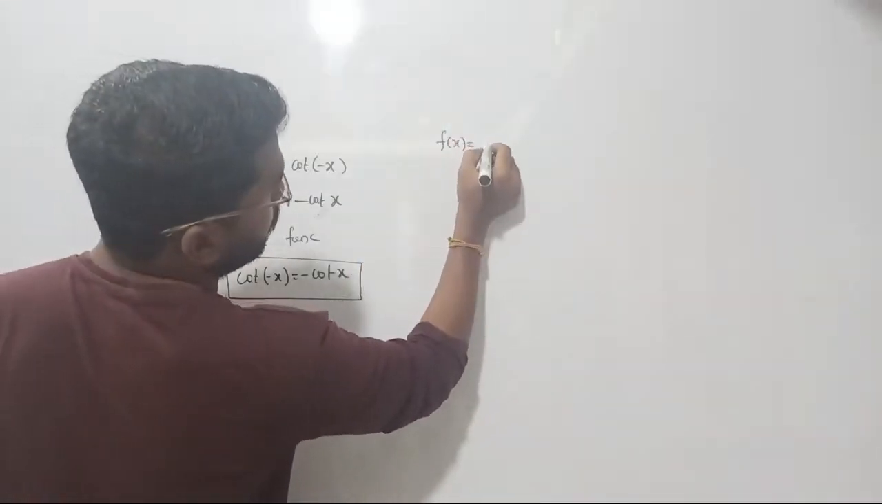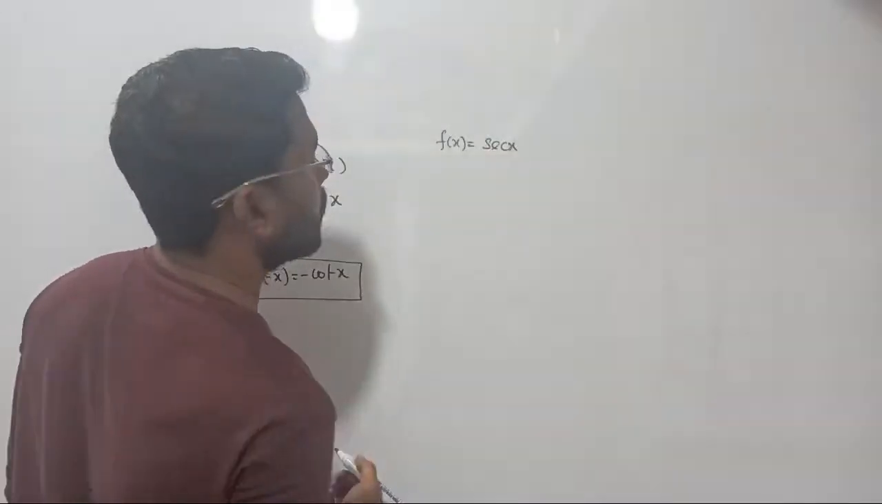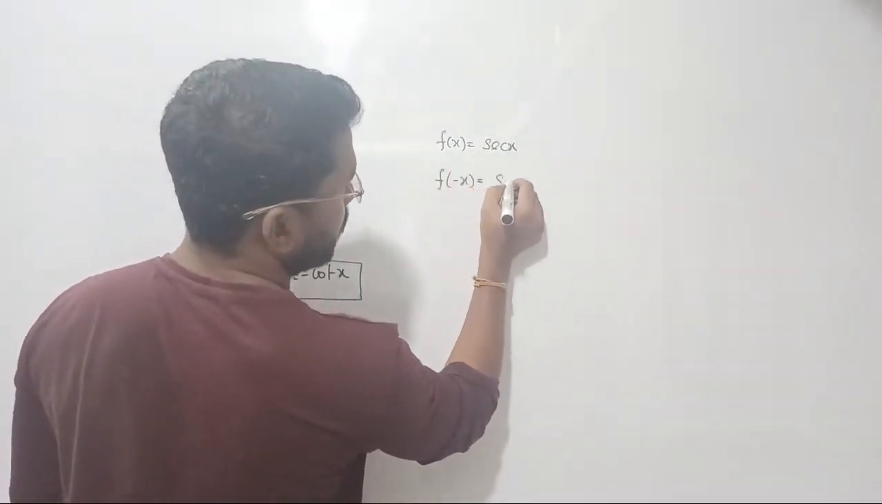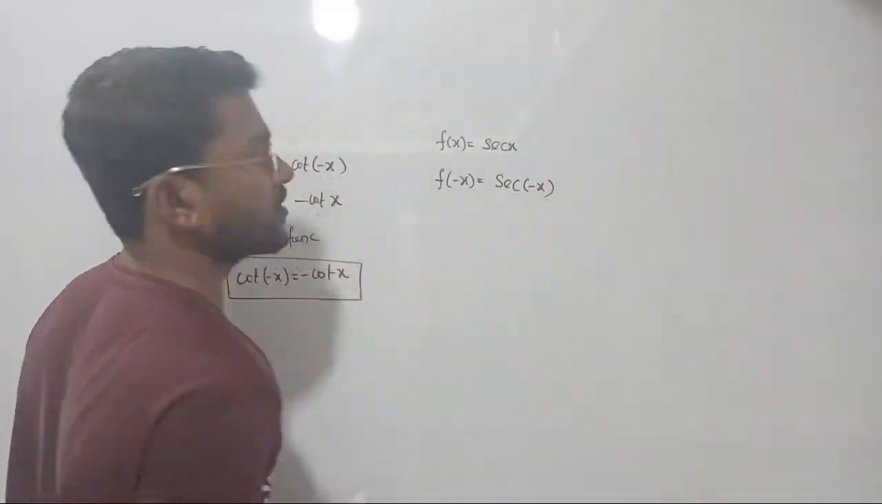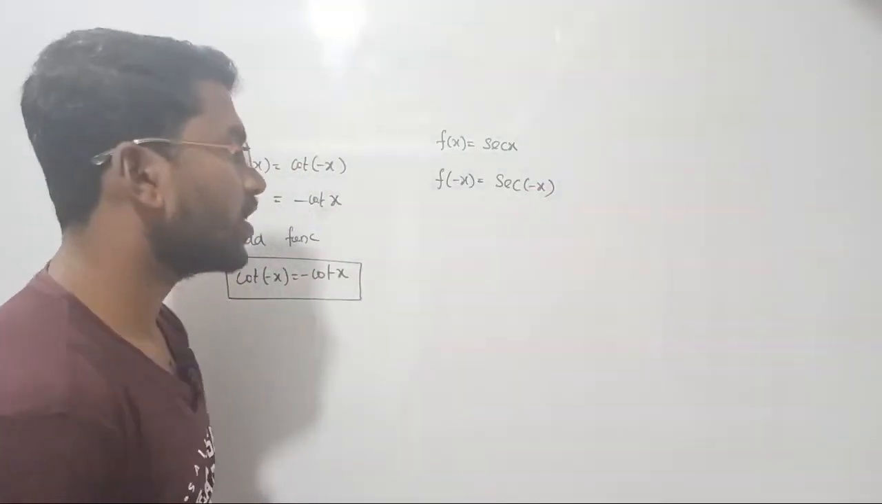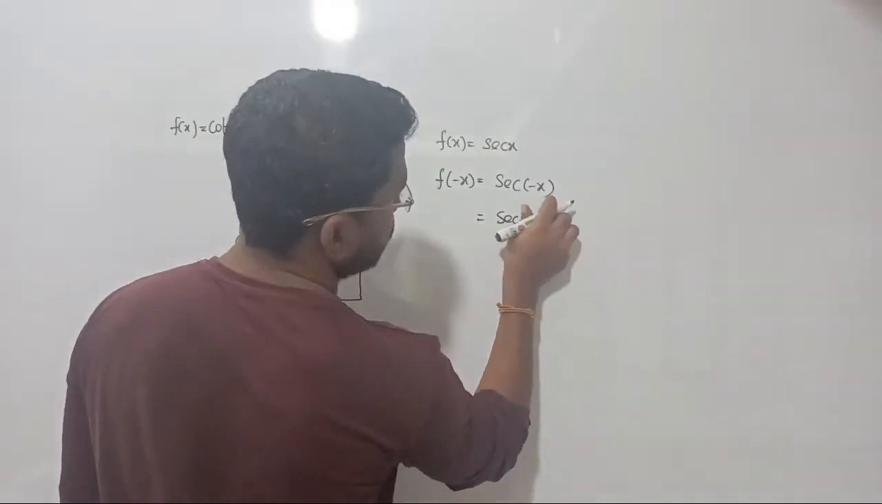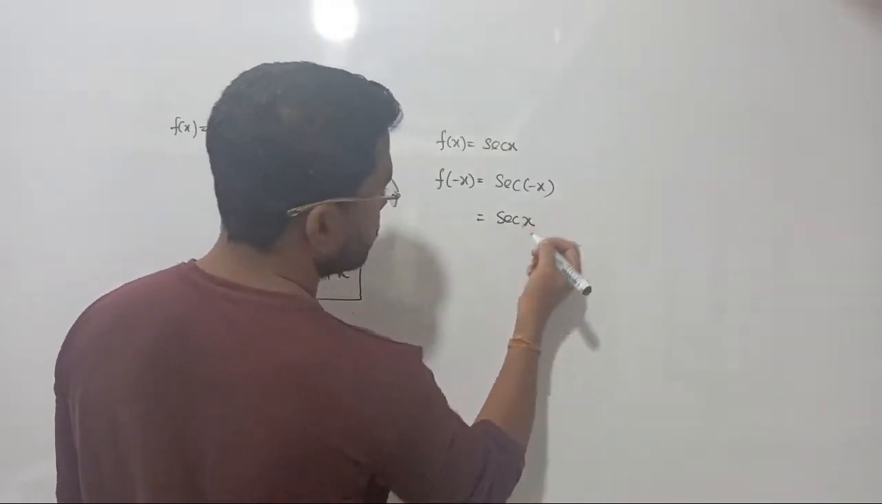Now let us discuss about secant. So f of x equal to secant x. Now if I consider f of minus x, it is going to be secant of minus x. See, cos and secant are reciprocal to each other. So I can say secant of minus theta is also equal to secant x only.